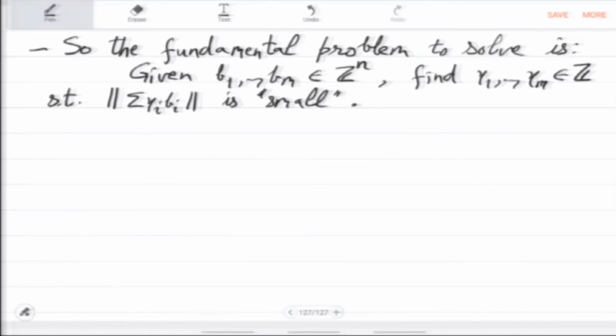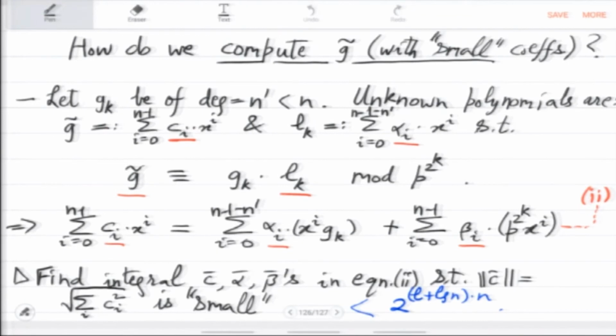Okay, so the fundamental problem to solve is that given m vectors in the n-dimensional ambient space, can you find a small vector that is spanned by them using integral coefficients? Okay, so this gamma 1 to gamma m being integers is important.